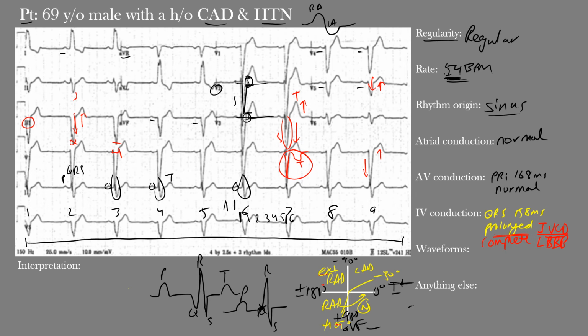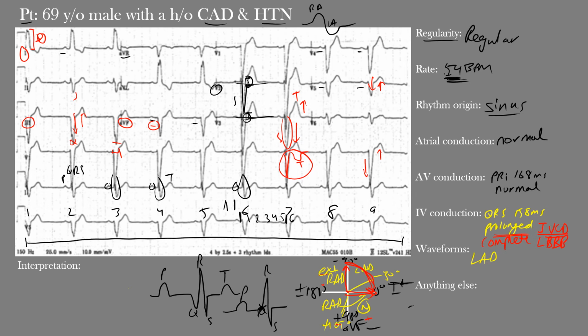Now, we're saying here that we have left axis deviation, okay? So let's see why we have left axis deviation. We said we're looking at lead 1, okay? Notice that lead 1 has a mostly positive QRS complex, so we're heading towards the positive end of that lead in this direction. If we look at lead aVF, it's mostly negative, meaning that if this is the positive end of aVF, we're heading away from it, meaning that the axis is somewhere in this region here, okay?